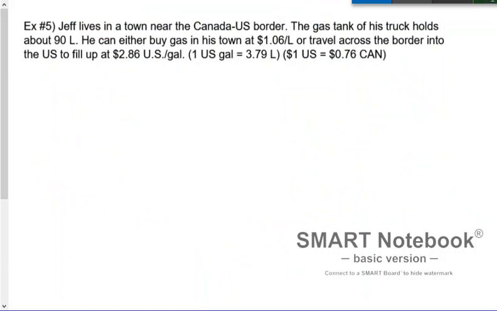Example 5. So we have Jeff living in a town near the Canada-US border. The gas tank of his truck holds about 90 liters. Now, if you're going to the US, you're going to notice that when you're in Canada, gas is given as however much per liter. But as soon as you get across the border, it's going to be per gallon, because they use the imperial system, whereas we do not. We use the metric or SI system for measurement. So we use liters instead of gallons.